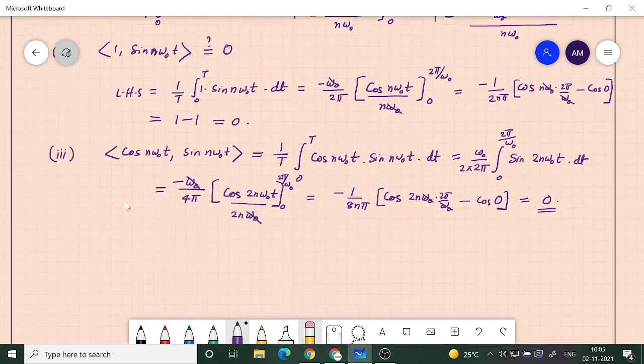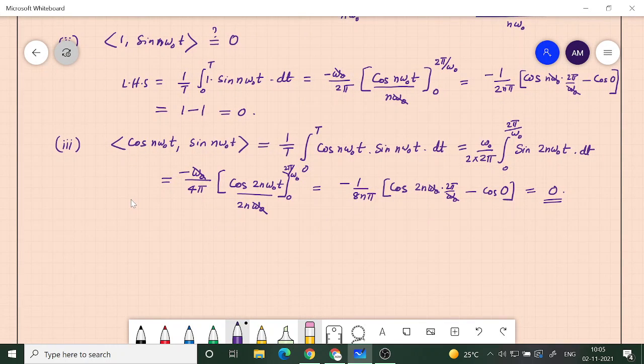Now the last case that we need to show for orthogonality is when sine or cos have a different m. Okay, so that is the last. Cos n omega 0 t and sine m omega 0 t. So this case we have not seen. Earlier, both were the same. So this is a different case.